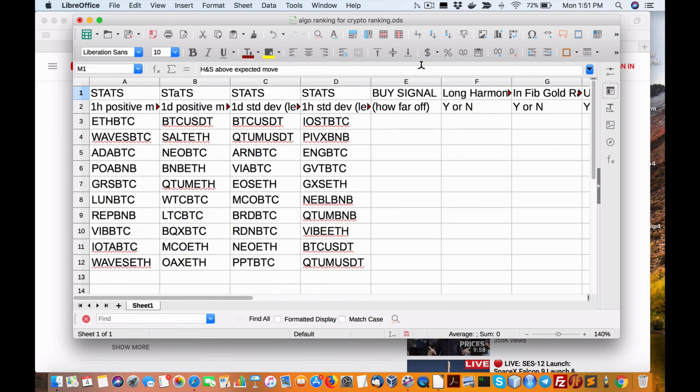So there you go. All that's shown, and out of this, the ultimate end game is to get, as I said, the optimal cryptocurrency pairs to buy on Binance at that point.